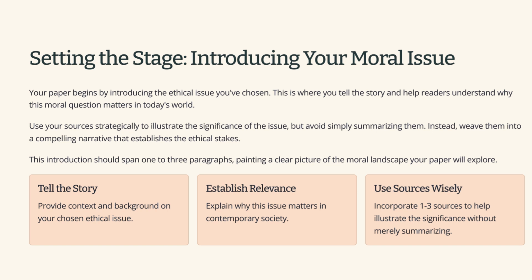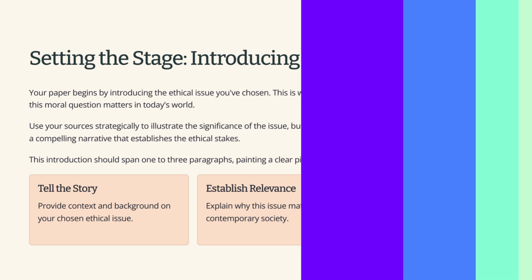First, you'll introduce the issue, tell the story, set the stage, help your reader understand what the moral issue is and why it matters right now in today's world. You'll likely pull from a few of the sources you already found, maybe one, maybe two or three, to help explain the significance of the issue. This intro section should probably be 1 to 3 paragraphs. Don't just summarize your sources, use them to help paint a picture of the issue and its importance.